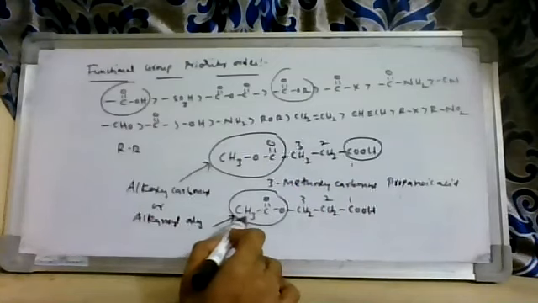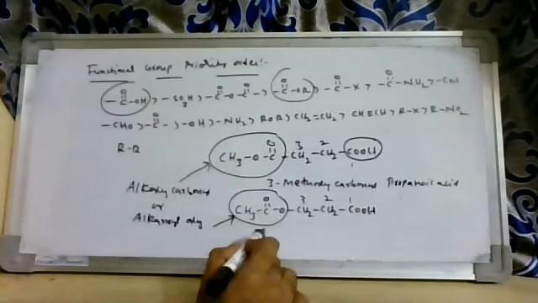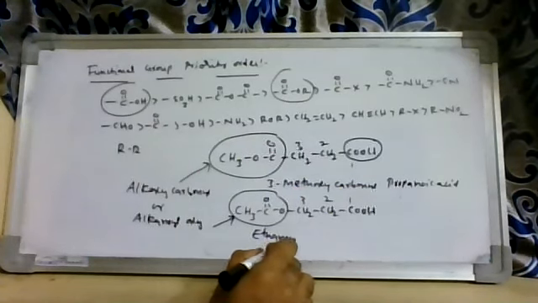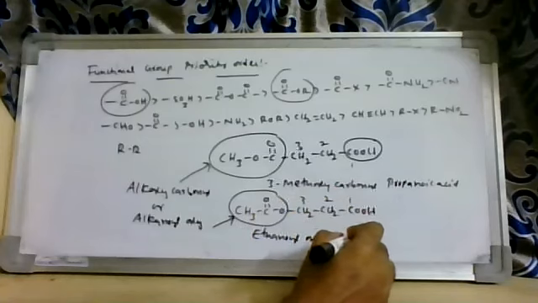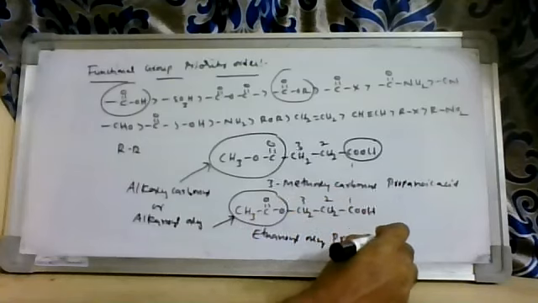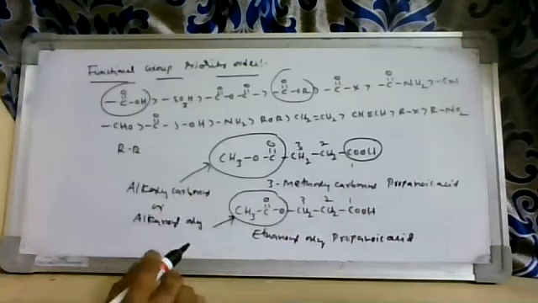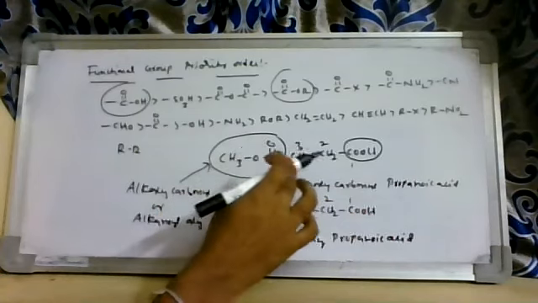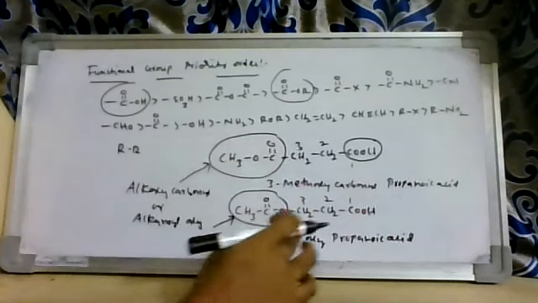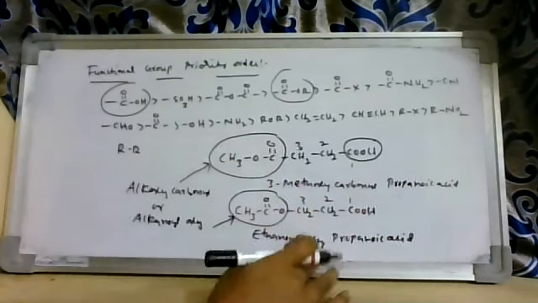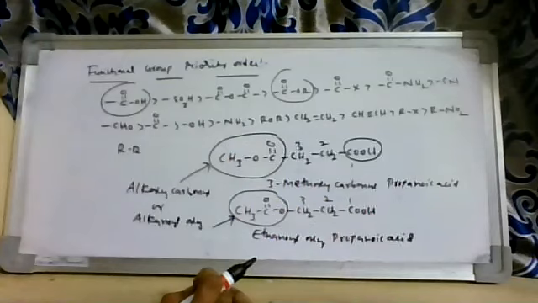So ethanoyl, how many carbons here? 2 carbons, so ethanoyl oxy propanoic acid. Carbon directly attached to carbon is called alkoxycarbonyl, but oxygen directly attached to carbon is called alkanoyl oxy, so ethanoyl oxy propanoic acid.